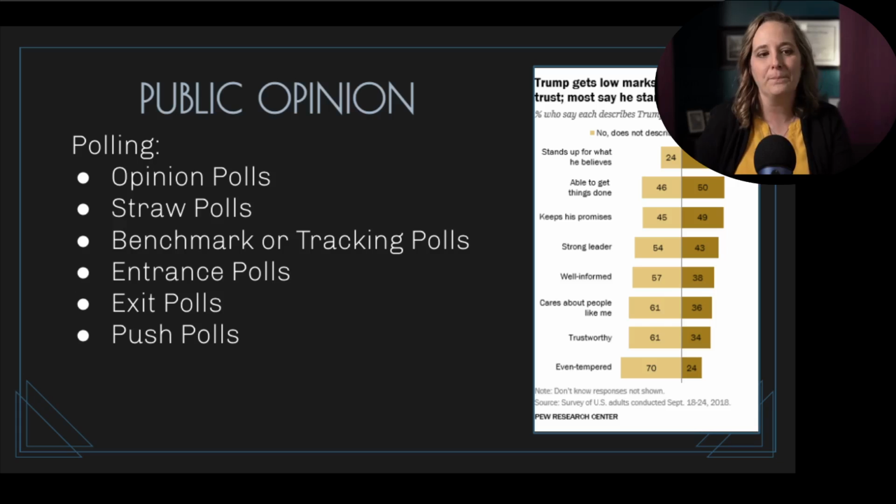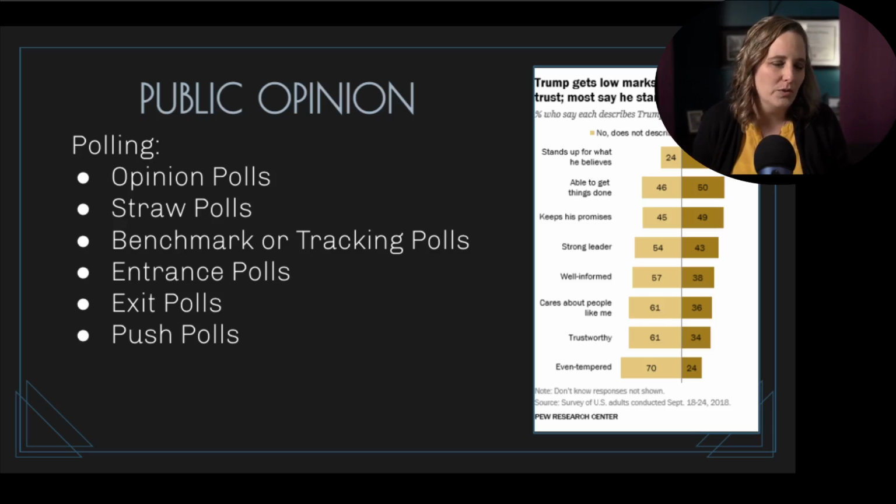Entrance polls have to do with people actually going into voting booths and getting asked who they're going to vote for. So an entrance poll asks people who are about to walk in and vote who they plan on voting for. And exit polls are the exact opposite. They ask people coming out of the voting booth, hey, who did you just vote for?